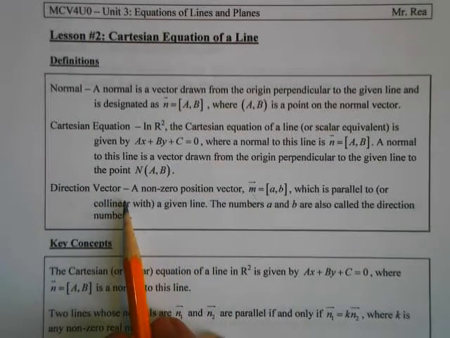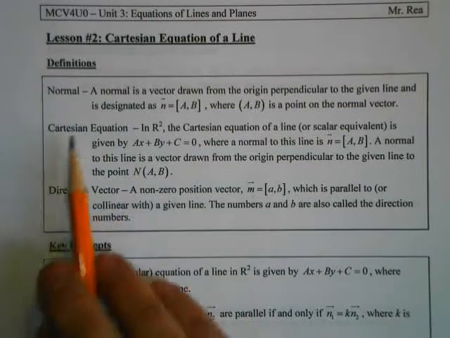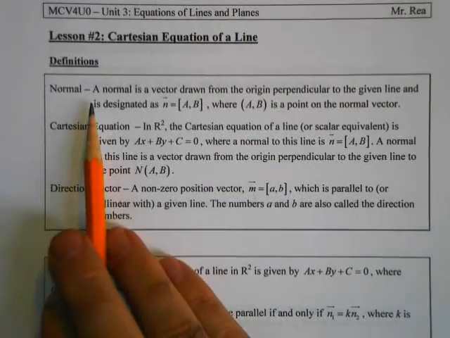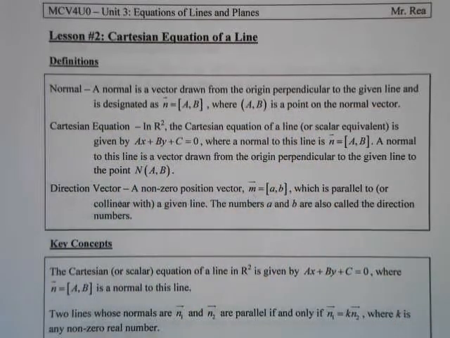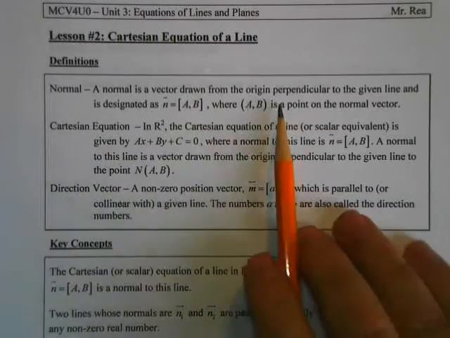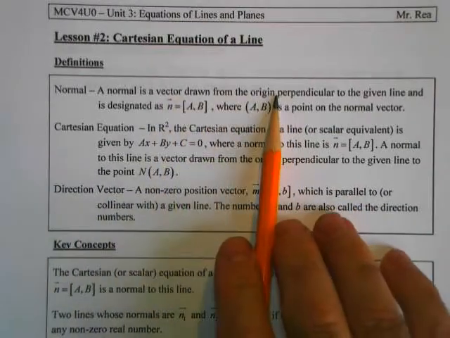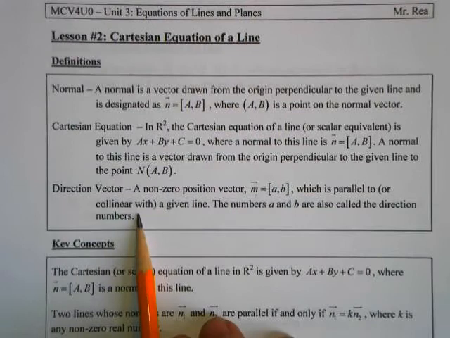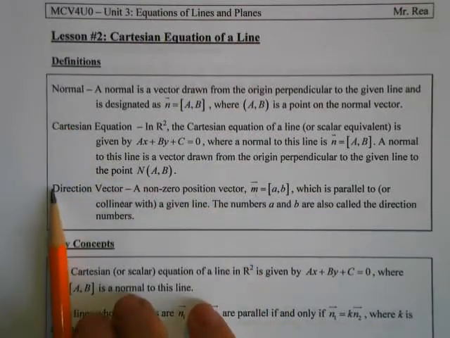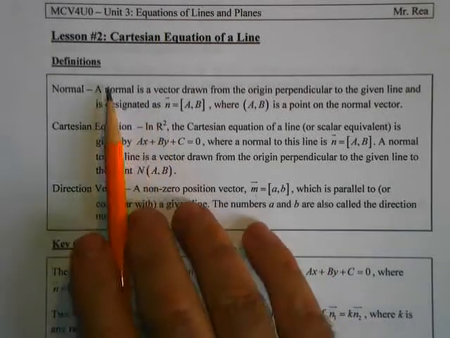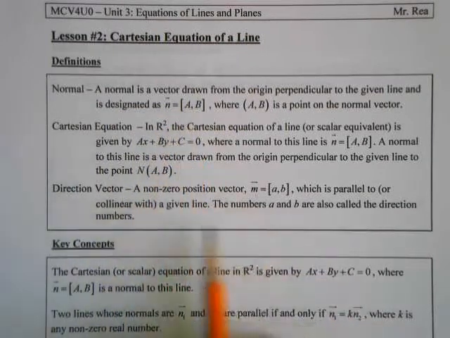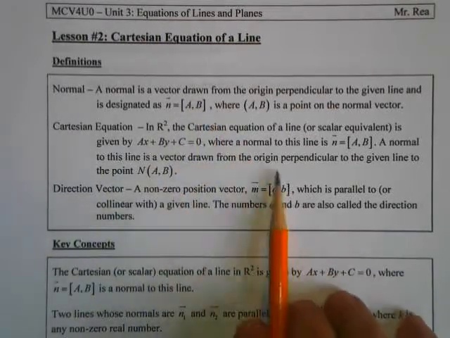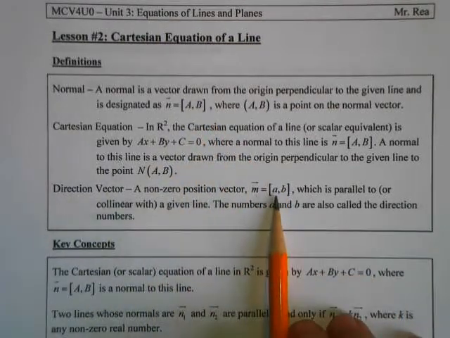Now, from the direction vector, we have another vector we're going to start using today called the normal. The normal is a vector drawn from the origin perpendicular to the given line. Since this is perpendicular to the line, it's also perpendicular to the direction vector. So normal and direction vector always are perpendicular by definition. And we call the normal, because it starts with n, vector n, and we give its components capital A, capital B, which are different than these, but they will be related, as we'll see in a few minutes.